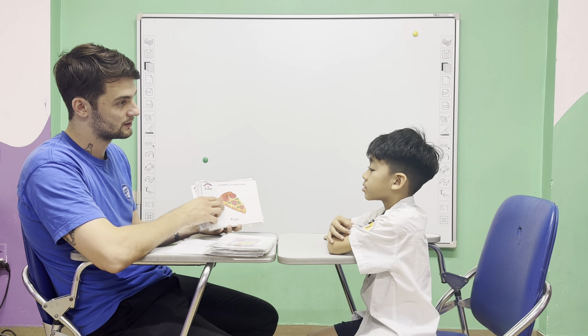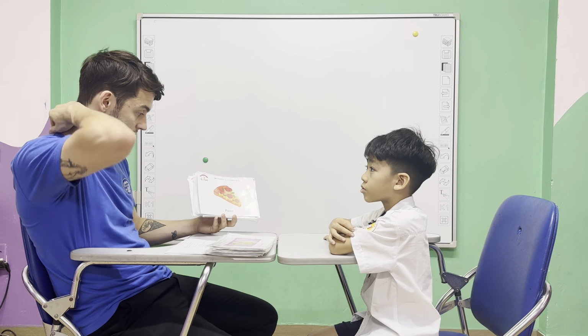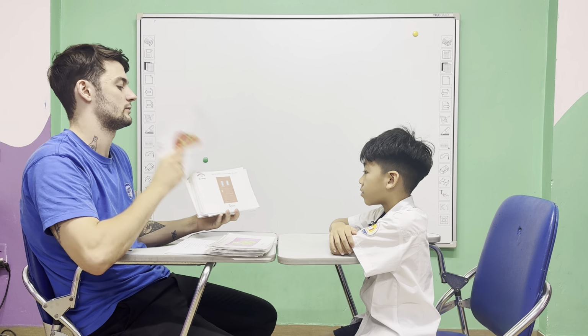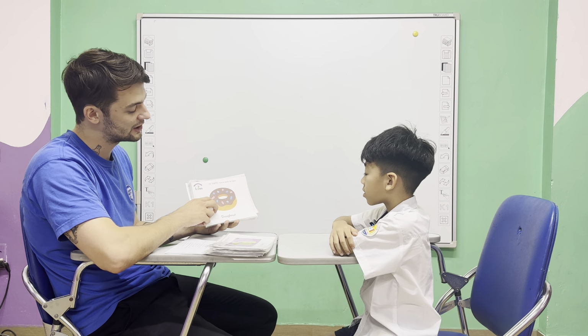Pizza. What shape is this? It's a rectangle, a triangle. Triangle, right. What shape is the door? Rectangle. What shape is the door?